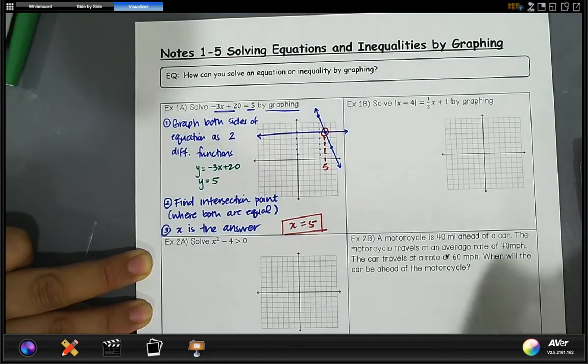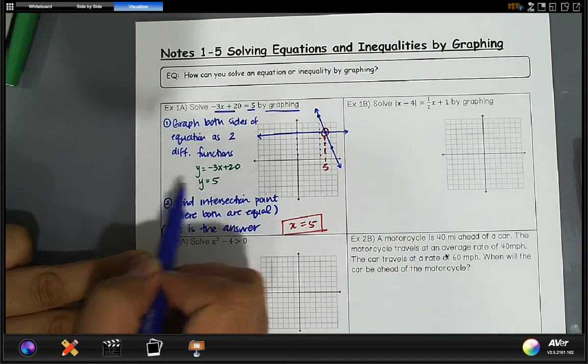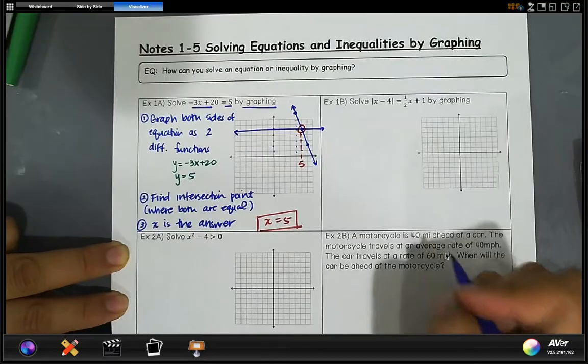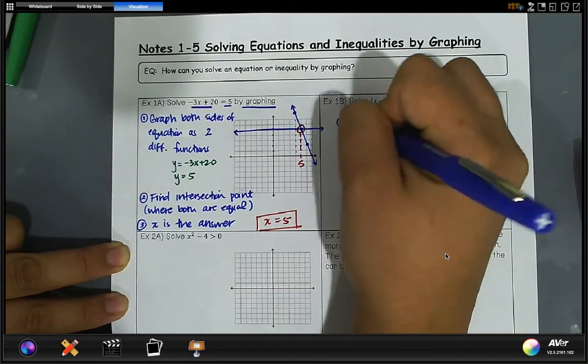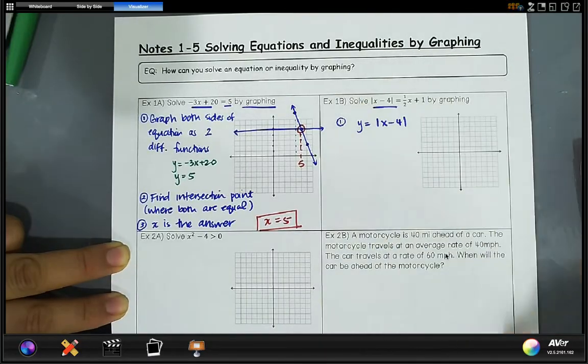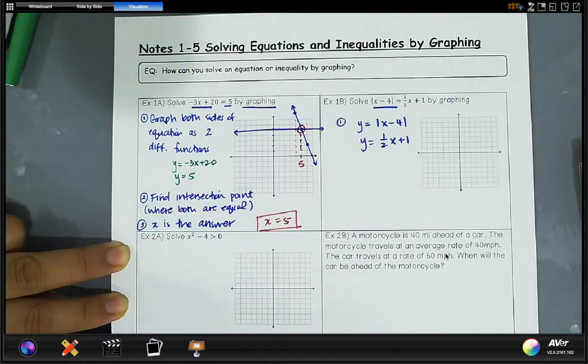Tomorrow we're going to start talking about systems. And if I were to give you this system, then your answer would be the point. All right. So for example, 1b, we're going to do the same thing. Step 1, we're going to graph y equals absolute value of x minus 4. And then I'm going to graph y equals 1/2 x plus 1.